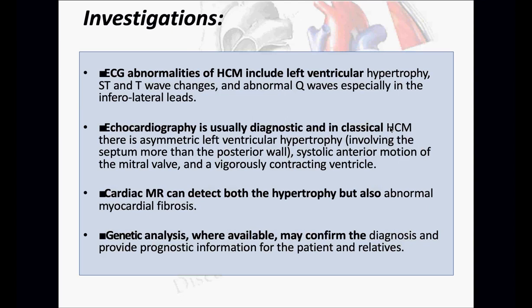Echocardiography is usually diagnostic, and in classical hypertrophic cardiomyopathy, there is asymmetrical left ventricular hypertrophy. It means that the interventricular septum is hypertrophied disproportionally to the degree of hypertrophy of the LV posterior wall, with systolic anterior motion of the mitral valve. Mitral regurgitation may even be demonstrated. Cardiac MRI also is important, and genetic analysis, where available, may confirm the diagnosis.